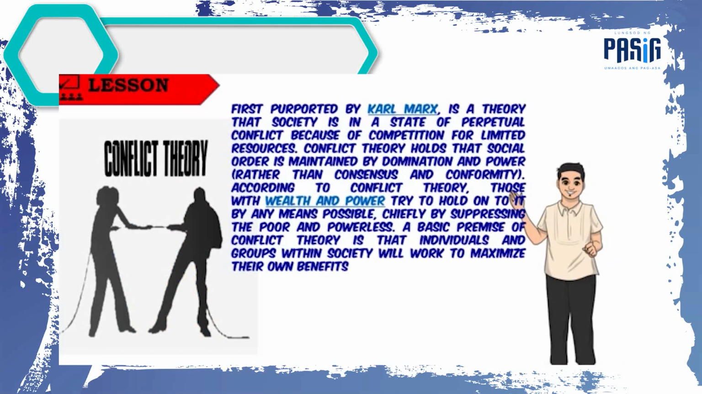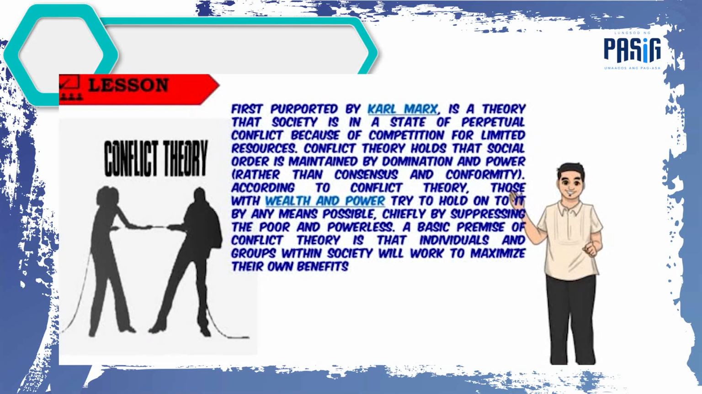Let's proceed to conflict theory. It was first purported by Karl Marx. It is a theory that society is in a state of perpetual conflict because of competition for limited resources. Conflict theory holds that social order is maintained by domination and power, rather than consensus and conformity. According to conflict theory, those with wealth and power try to hold on to it by any means possible, chiefly by suppressing the poor and the powerless.